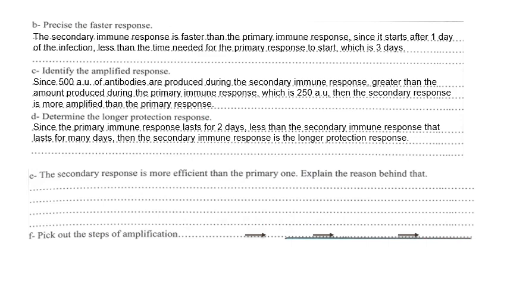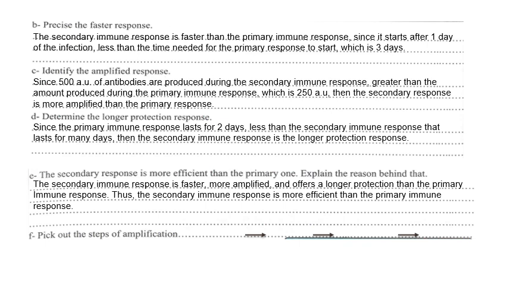The secondary response is more efficient than the primary one. Explain the reason behind this. The secondary immune response is faster, is more amplified, and it offers a longer protection than the primary immune response. Thus, the secondary immune response is more efficient than the primary one.